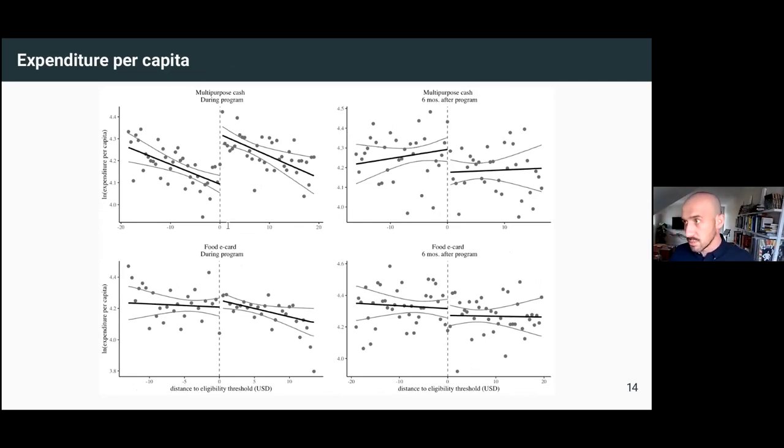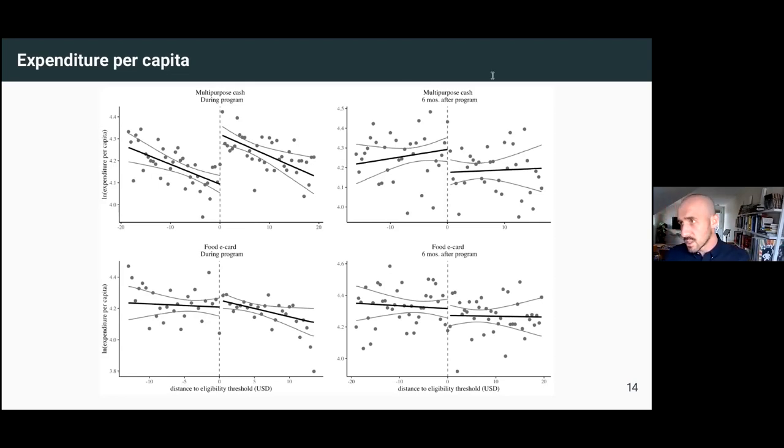In other words, the expenditure is going down as families get closer to the eligibility threshold. But you can see here the discrete jump, which, depending on the specification, is a 15 to 20% increase in consumption. This is due to the fact that the families are receiving assistance and they can spend it on basic needs. But this is the during-program effect. So this is 6 months after the program begins. There's a huge, substantial increase in consumption.